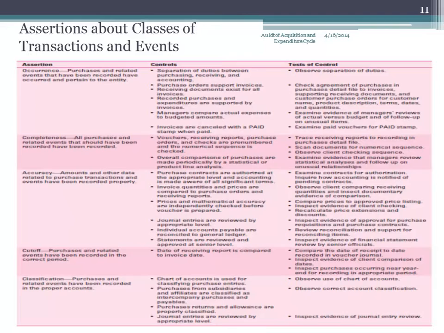This is in your textbook, but again, the assertions about classes of transactions and events. So the same thing, we're going to look at occurrence, that purchases and related events have been recorded and have occurred, completeness, all purchases that should be recorded have been recorded, and so forth. Accuracy, that the amounts and data are accurate, that what they're being charged agrees to the approved price list they had with vendors, or that the receiving report or the vendor invoice agrees to the purchase order, because the purchase order is a contract between the company and the vendor. Cutoff, that it is recorded in the correct period, and classification, that it has been classified correctly.